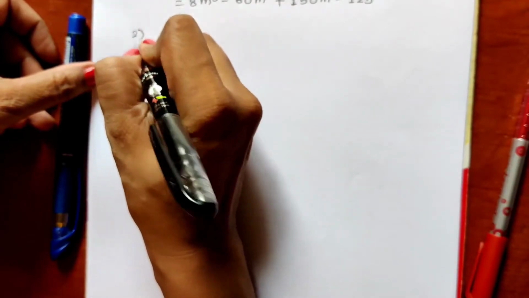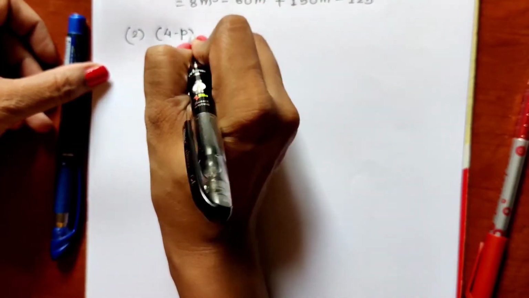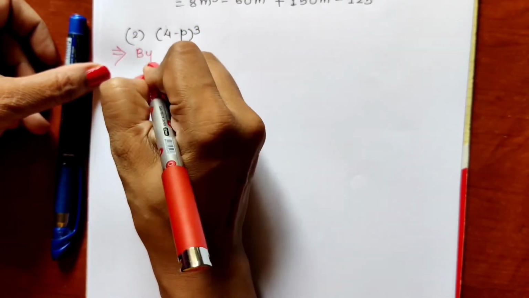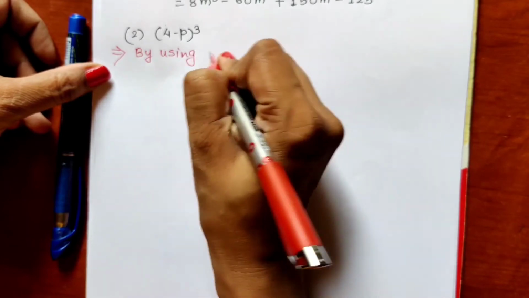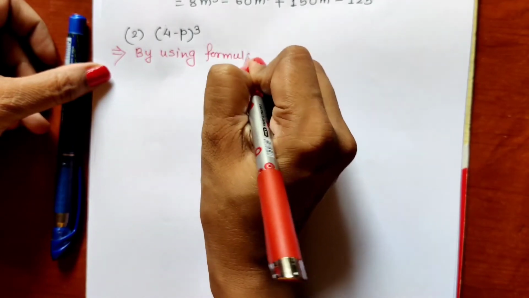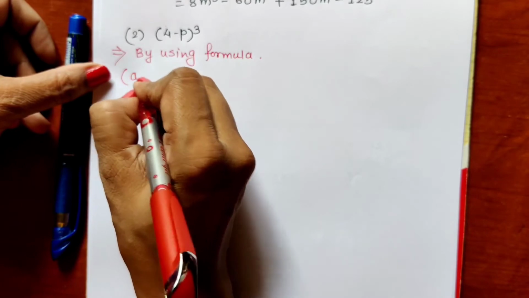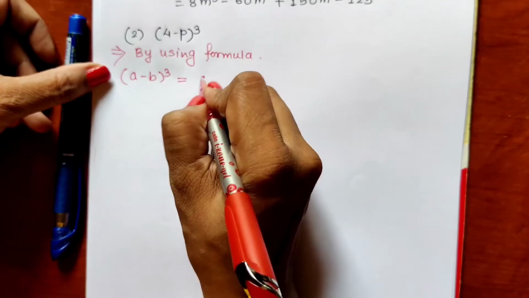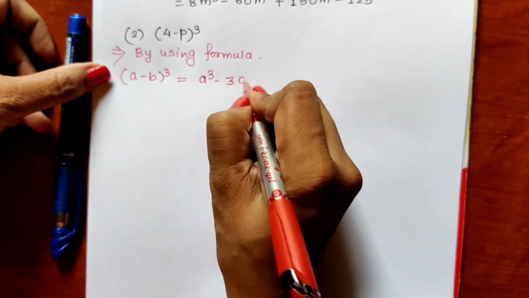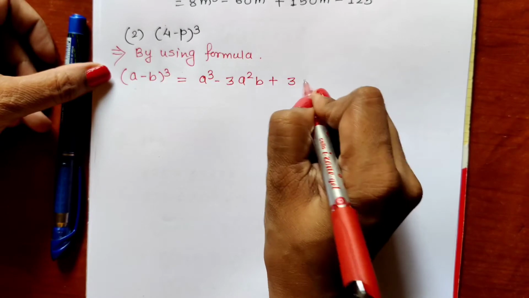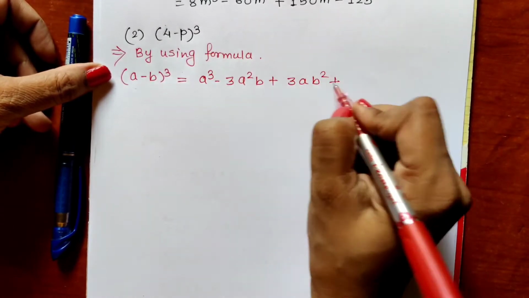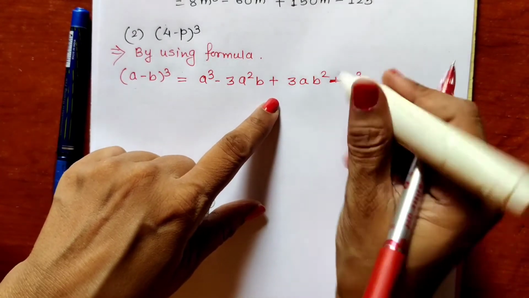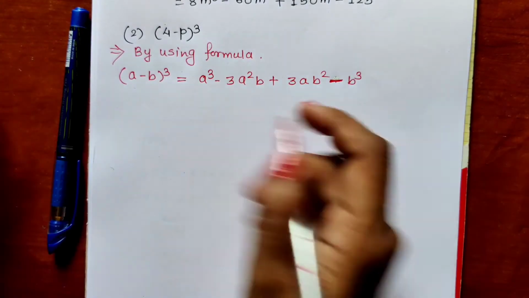So the second sum is (4 minus p) whole cube. Now write the formula. By now you all understand how to use the formula, so I will be showing it directly. The formula for (a minus b) whole cube is a cube minus 3a square b plus 3ab square minus b cube. First sign minus, second plus, third sign minus again.